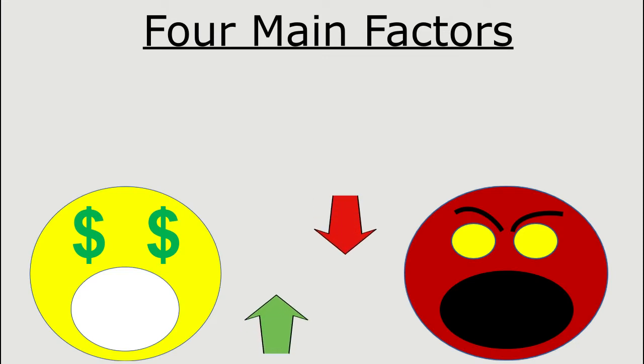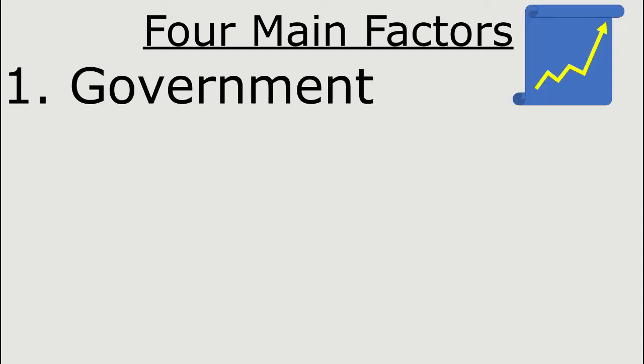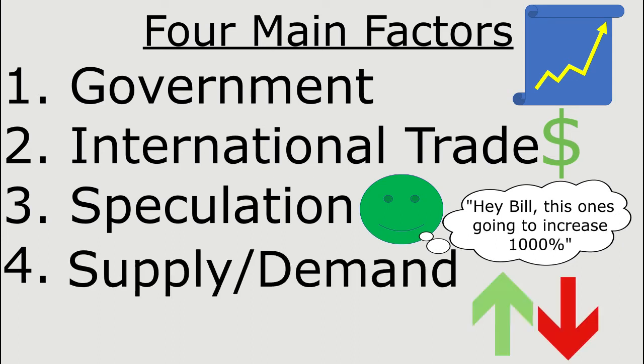Now there are four main factors when looking into changes in a stock's price. These factors account for both the short-term and long-term. These four factors are the government, international trades, speculation, and the main factor I will most importantly talk about, supply and demand. Supply and demand is the foundation of the stock market and is related to all other factors.